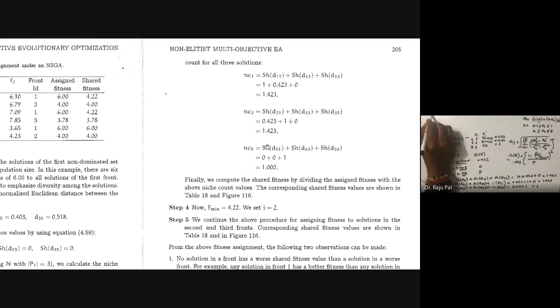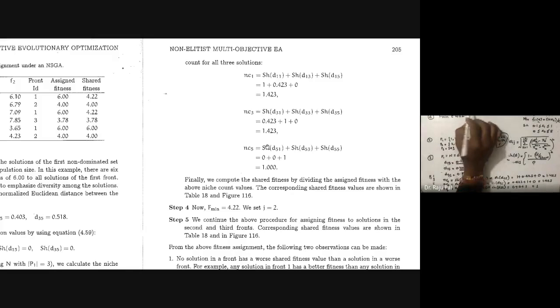So in step 4, what we need to do is update the F min, and the F min is the minimum value in the previous front solution. So what is the minimum value? It is 4.22. So F min is updated, and then we need to set the counter j equal to 2, that is previous j plus 1. Then again we need to apply the same procedure from step 3 onwards. We need to apply the same procedure for the front 2 solutions.